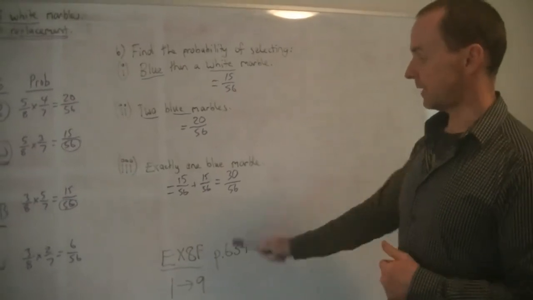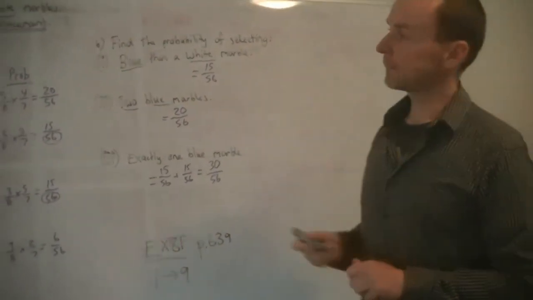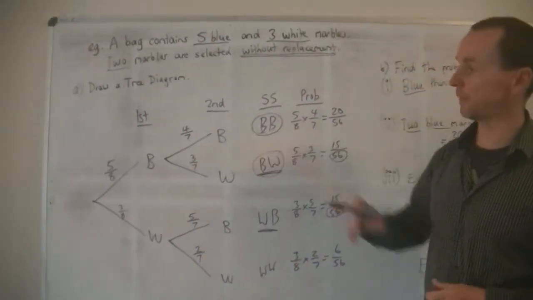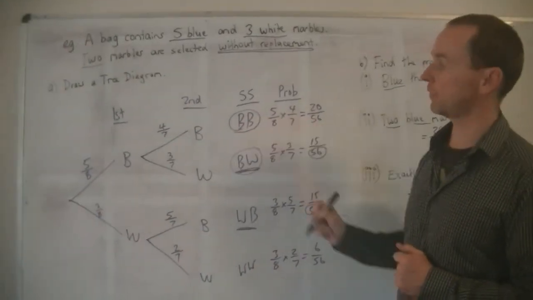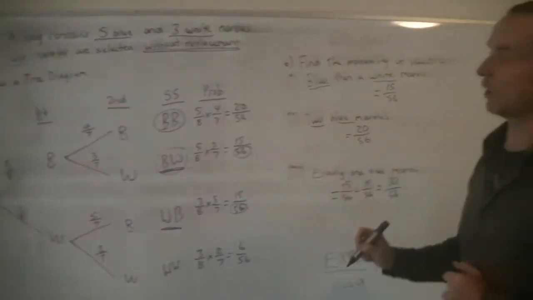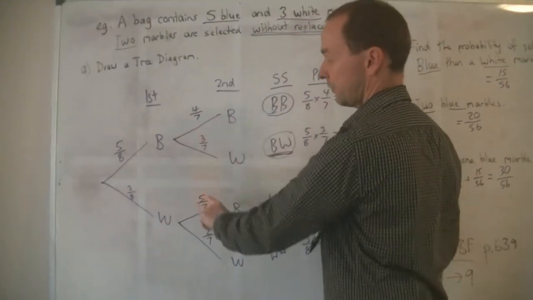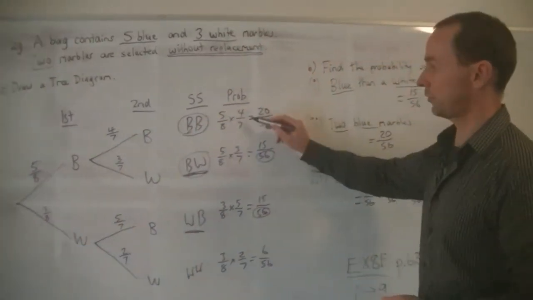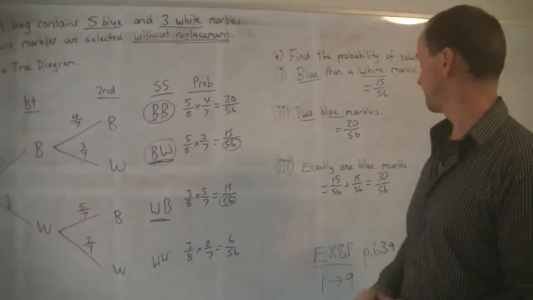Excellent. So there's your homework, exercise 8F, questions 1 to 9, have a go of. So I'll just stress again, it's without replacement. So you're not replacing that first one. If the question said with replacement, it'd be the same tree diagram, but it'd be 5/8, 3/8, and then 5/8, 3/8, 5/8, 3/8 would be the probabilities there, and then you just multiply along the branches again. So these would be slightly different.